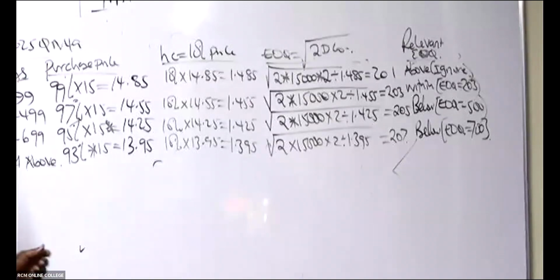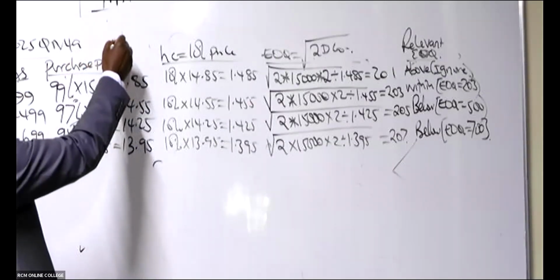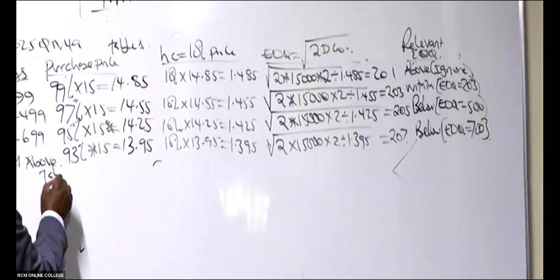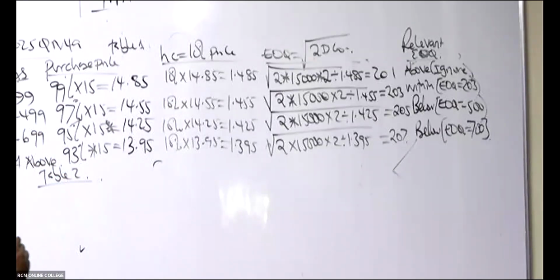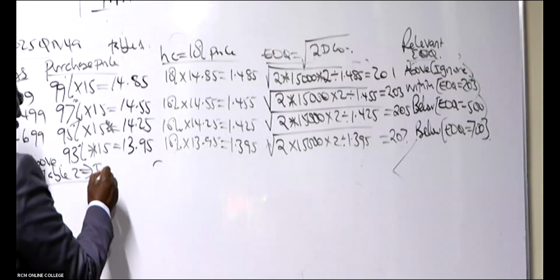All right. Then after that, we go to the costing bit. So this is table 1. Now we come and do table 2. We shall copy the ranges: 0 to 199, 200 to 499, 500 to 699, 700 and above. So remember, this table 2 is purely for costing. It's purely for getting total cost.